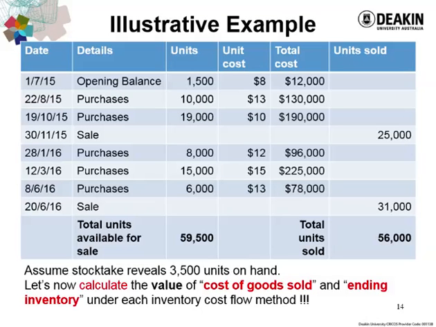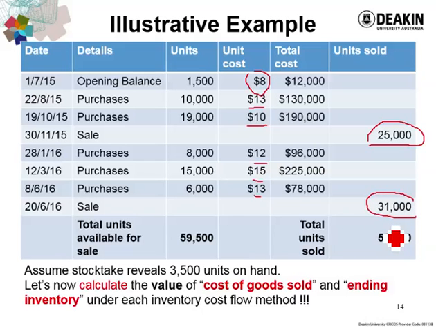Using the following illustrative example, we will demonstrate how to account for inventory using FIFO, LIFO, and weighted average. In this example, we start with 1,500 units of inventory and the unit cost is $8. We then purchase 10,000 units at $13 each and 19,000 units at $10 each. We then sell 25,000 units. Following this, we make another 3 purchases at 3 different unit costs, $12, $15, and $13 respectively. We then sell 31,000 units.